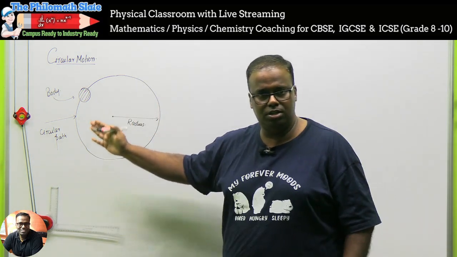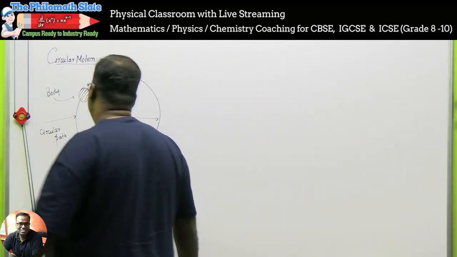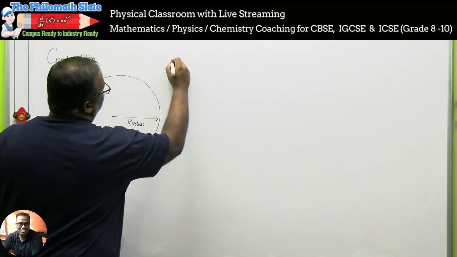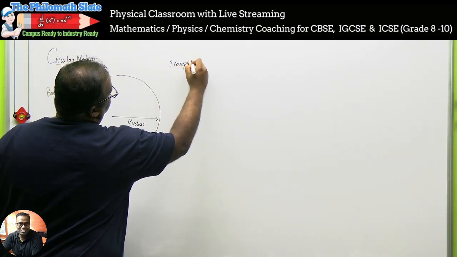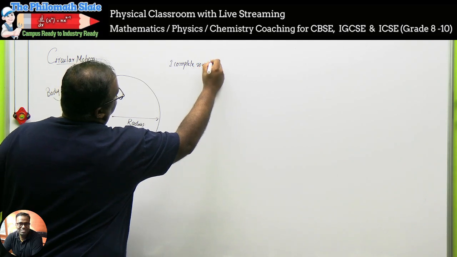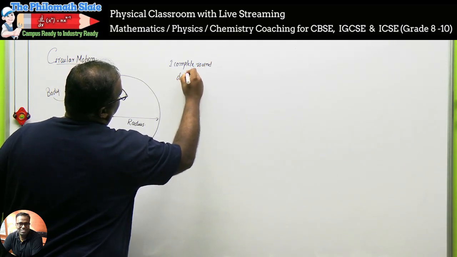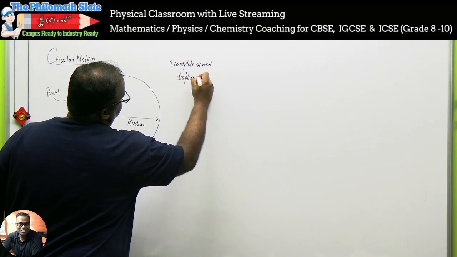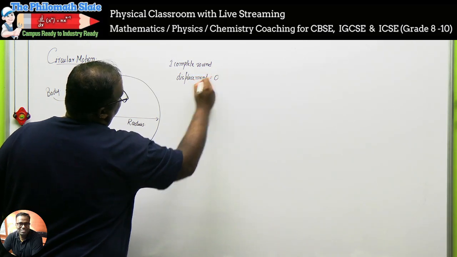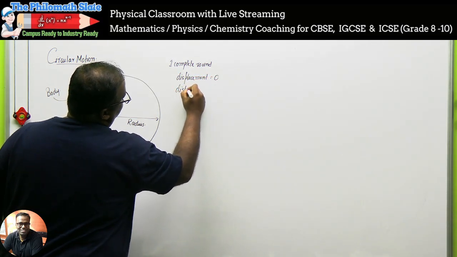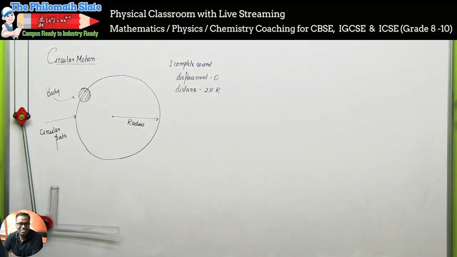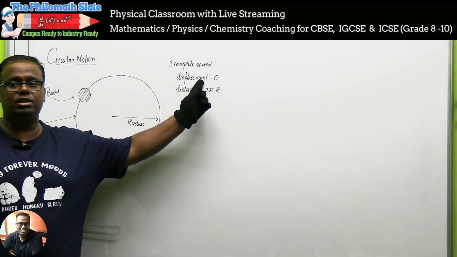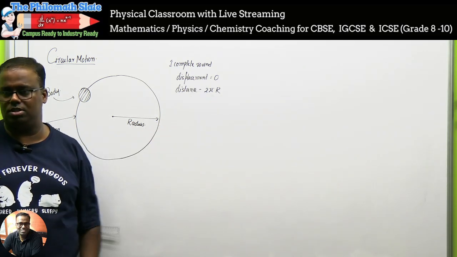Is this clear? If you actually move one complete round, then what will your displacement be equal to? Yes, your displacement will be equal to 0. What will your distance be equal to? 2 pi r. How many of you have understood this? Displacement is the shortest straight line distance between 2 points, right?